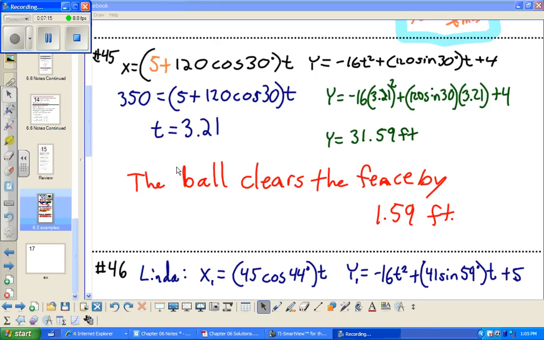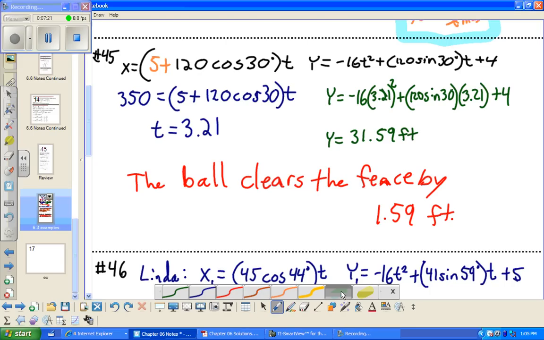Well, the only thing you have to do differently, since the wind gust goes with the horizontal, is you need to add 5 to the horizontal. You add it right with the 120 cosine 30 degrees, add it in there, and then that whole answer is going to be multiplied by t. You don't adjust the y at all, and then you do this problem exactly as you did the last one.